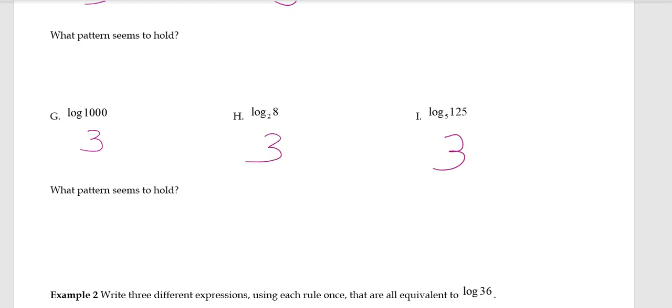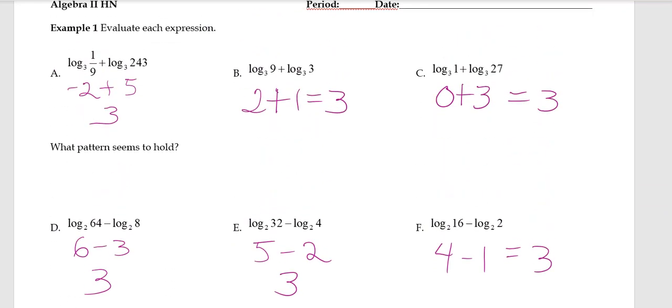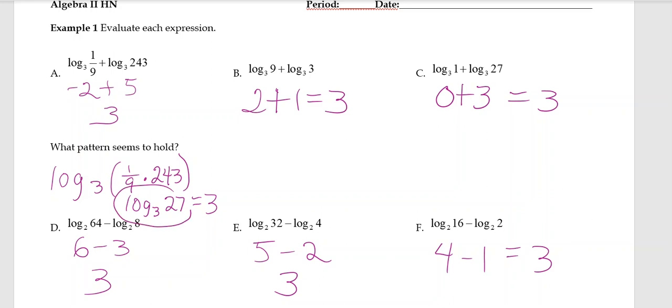This is 3. Let's scroll back up here and see if I can help you here, because I think it might be hard to figure this out. You can pause right now and think about it if you want to. But what about this? What if I said the log base 3, what if I multiplied these two numbers, 1/9 times 243? What is 1/9 times 243? That is 27. So log base 3 of 27. Oh, so the log base 3 of 27 is equivalent to this.